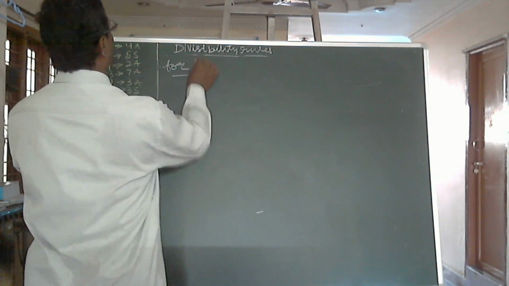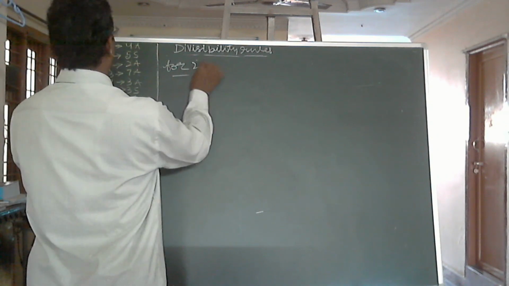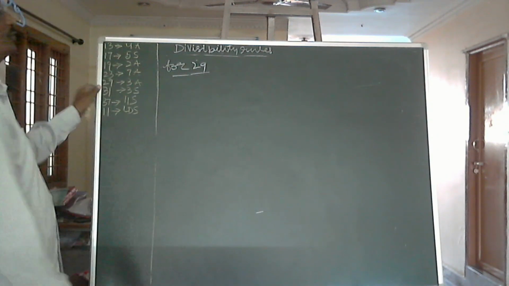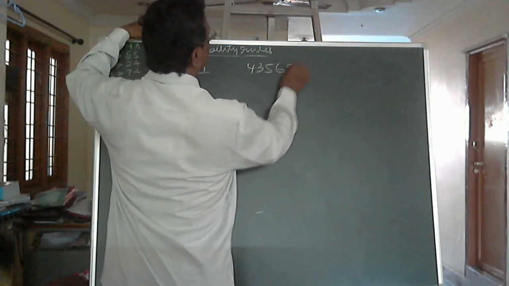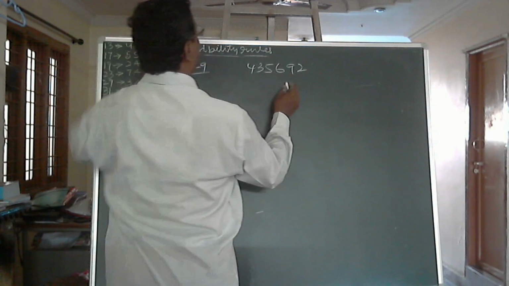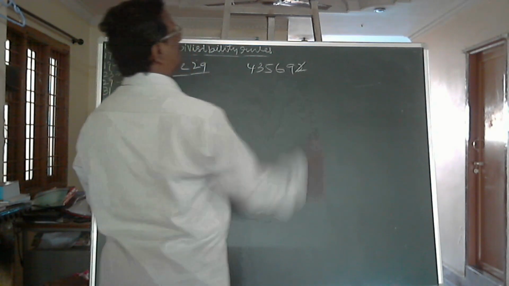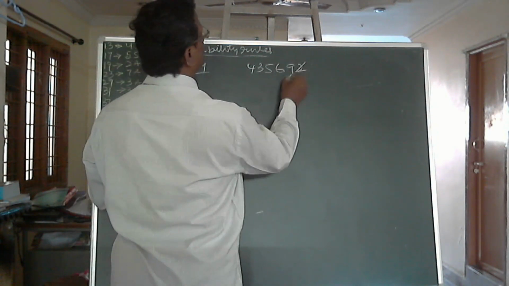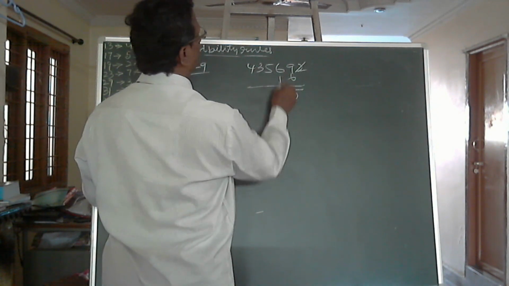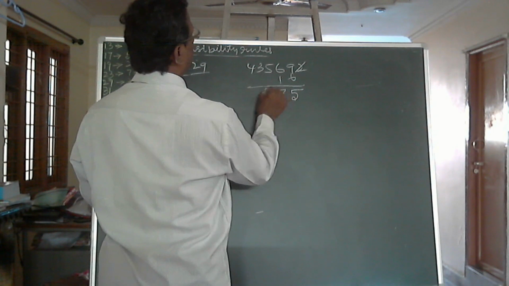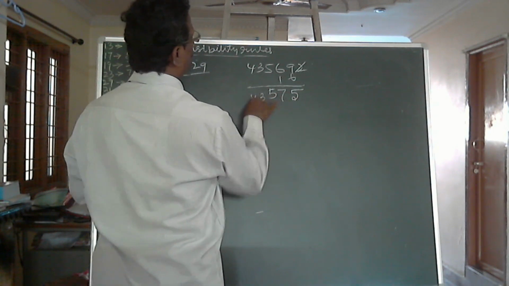For 29, 3 times the last digit is to be added. Last digit, cut it, 3 times. 3 2s are 6. Addition. 9 plus 6, 15. 1, 5. This is 7. This is 5, 3, 4.